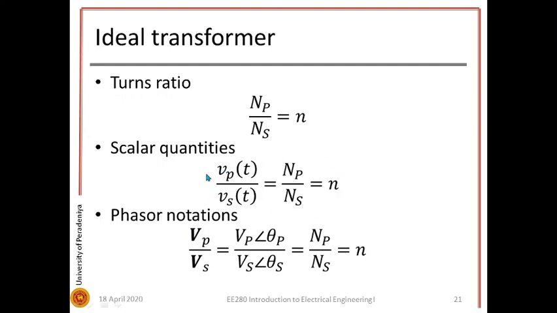So instead of using the scalar quantities, you can use the phasor notations. Then Vp over Vs is equal to Vp angle theta p over Vs angle theta s, and it is going to be equal to the turns ratio.